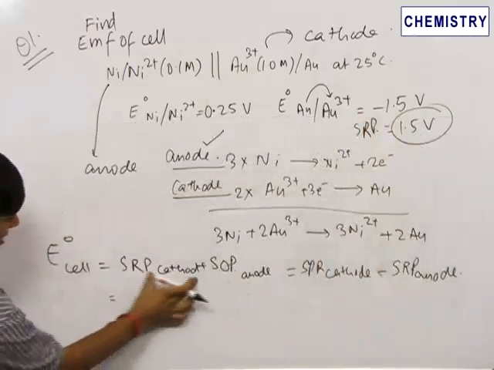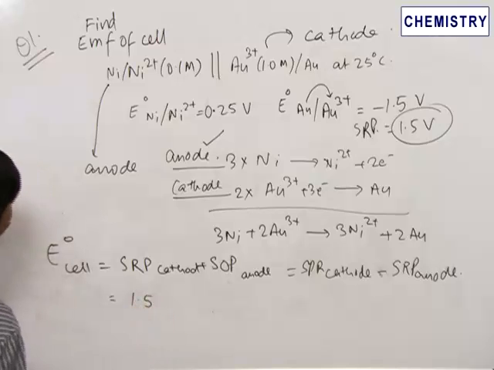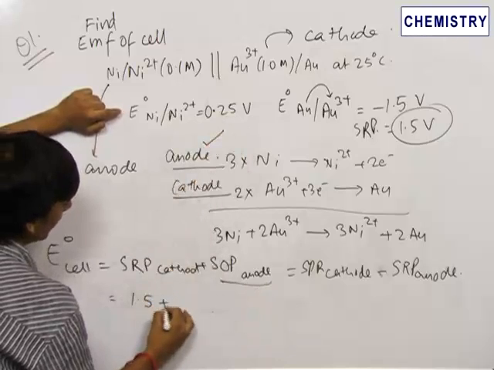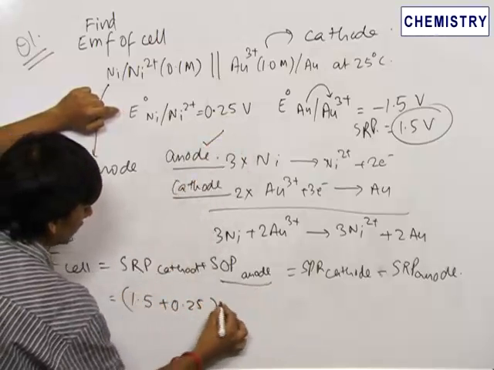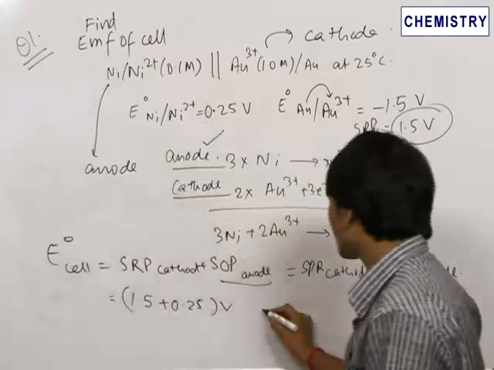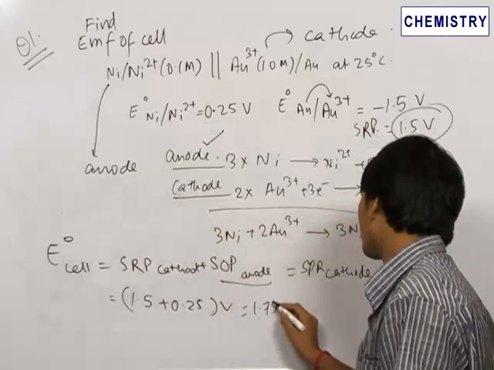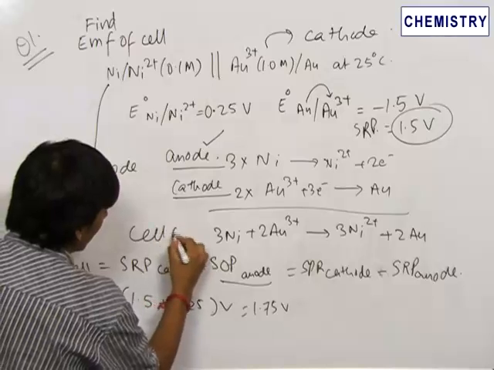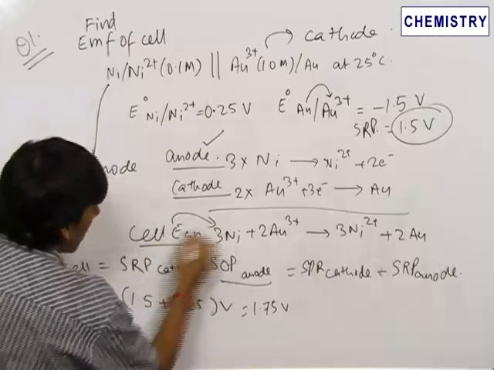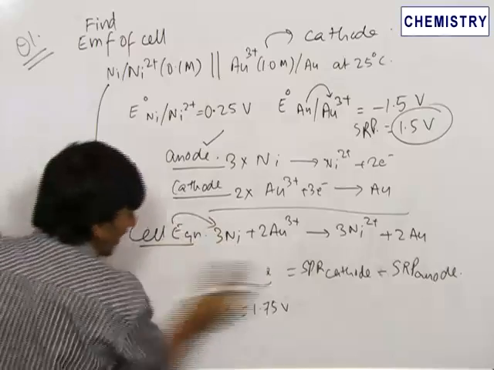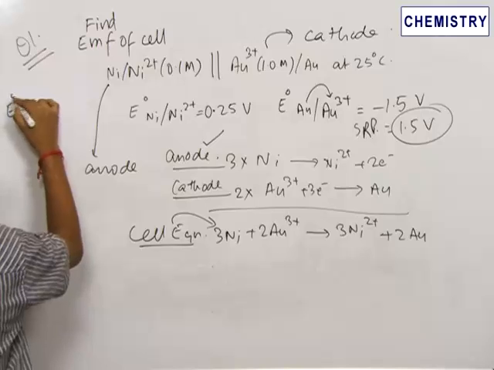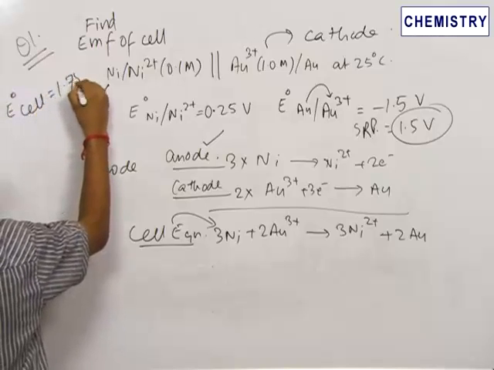So we can write standard reduction potential of cathode equal to 1.5. And similarly for this one, we can add SOP of anode, which is clearly given to be 0.25. Therefore we add 0.25 volts. Therefore we get our E0 cell as 1.75 volts. Now we have the standard potential for our cell, and our cell equation is this. Now let us solve it further. We know E0 cell is equal to 1.75 volts.